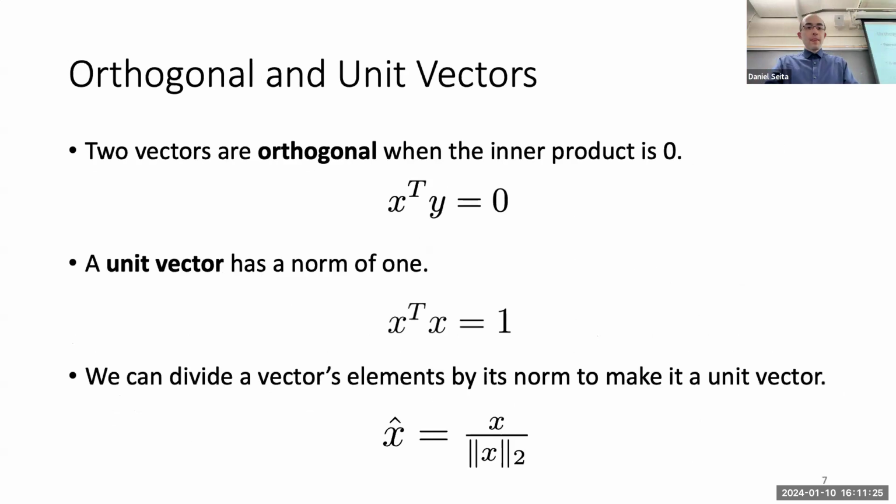All right. So two vectors are orthogonal when their inner product is 0. So x transpose y is 0, and a unit vector has a norm of 1, meaning its inner product with itself is 1. And we can always normalize a vector to make it a unit vector just by taking the vector and dividing everything by its norm. Everyone sees why this is true.